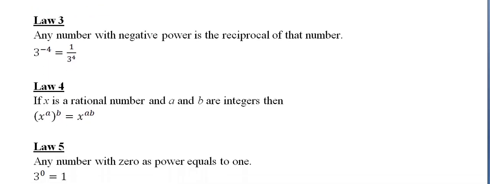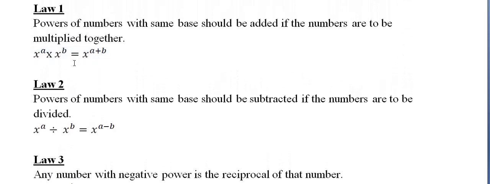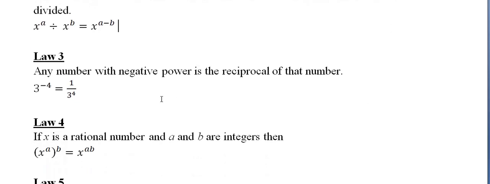And now law number 3. Law number 3 is very simple. As we know, the powers are integers. They can be both positive and negative. But when there is a negative power, it means it is the reciprocal of that particular number. When there is a negative power, then the number will be just the reciprocal of it.